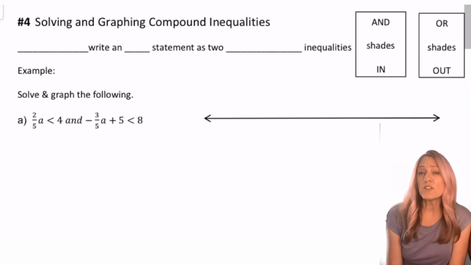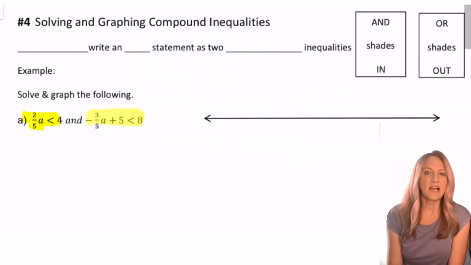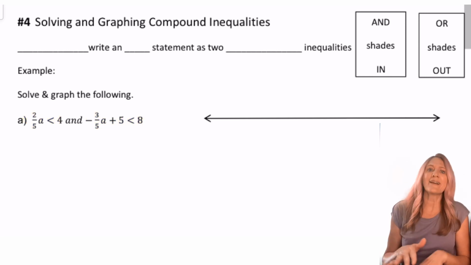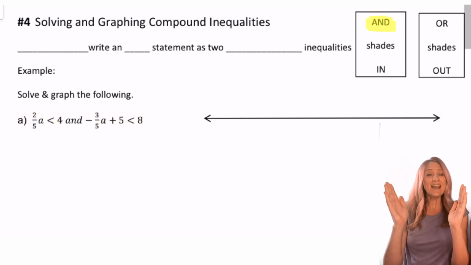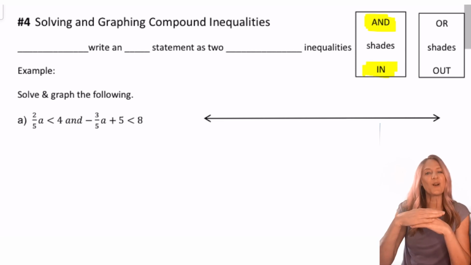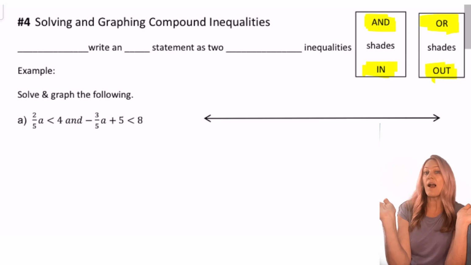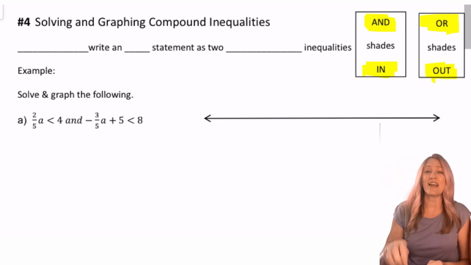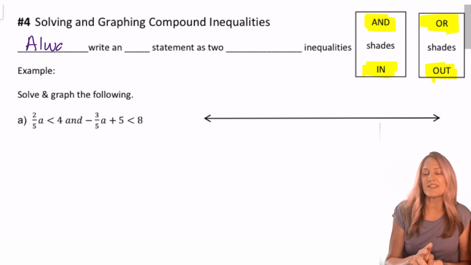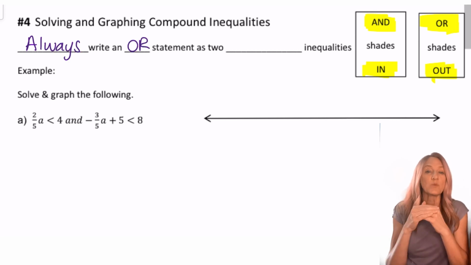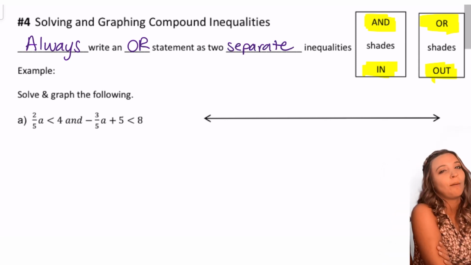When we deal with two inequalities at the same time, that's a compound inequality. And it could be an or statement or an and statement. Now an and will shade in between two values, whereas an or shades out, or out. Always write an or statement as two separate inequalities, but you'll find out that an and statement can be written as one single linked inequality. Check out the first compound inequality.